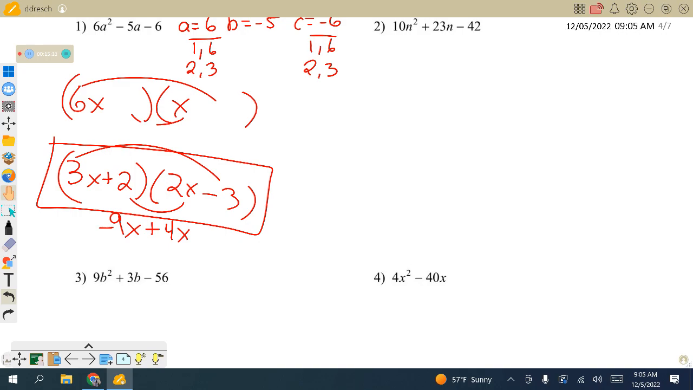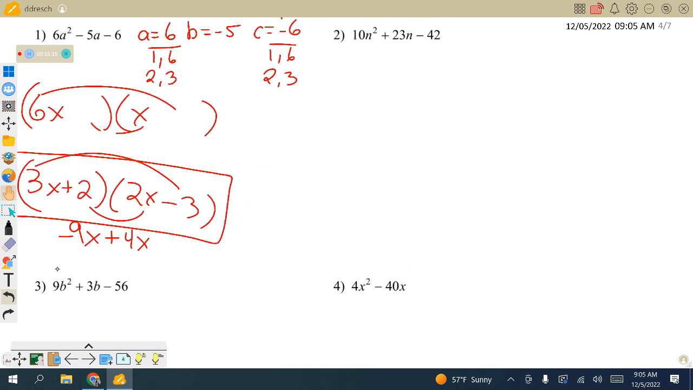Okay? Let's take a look at number 2 there. Let's list them out. It's in standard form, right? Always look for that GCF. Do I have a GCF in number 2? 10, 23, and 42? Any GCFs there? No. A is 10, B is 23, and C is negative 42. List them out.